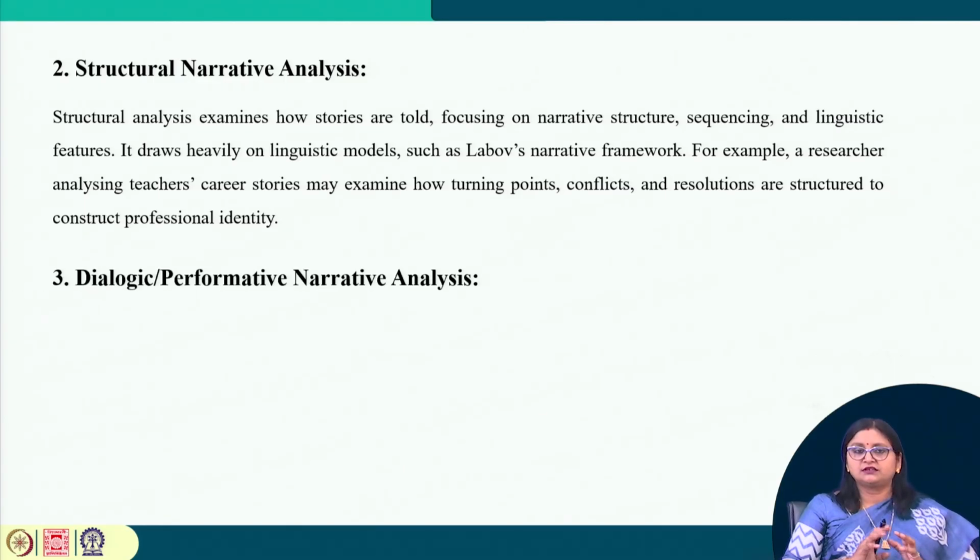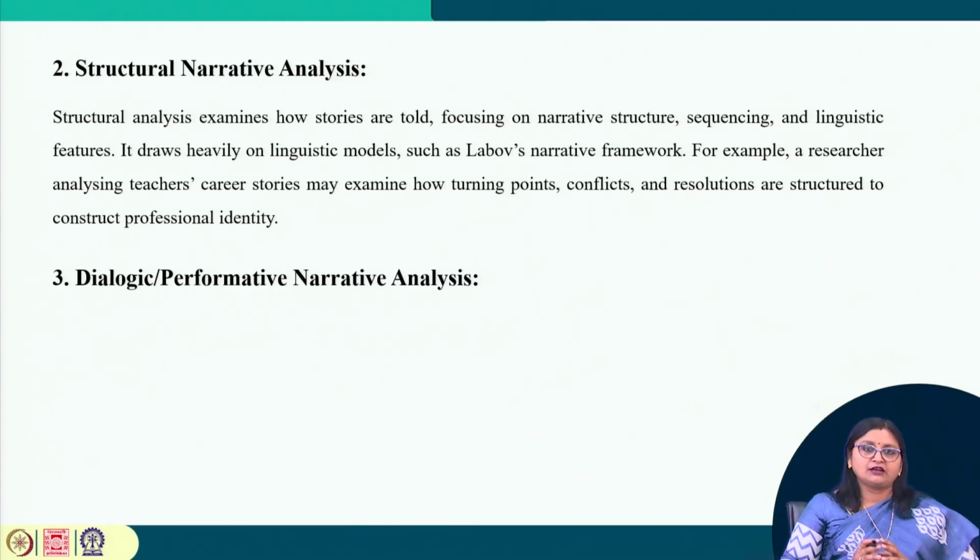So, the narrative from the teacher will help the researcher or the student to formulate their own construct regarding the professional identity of the teacher, taking insight or ideas from the teacher to the student.